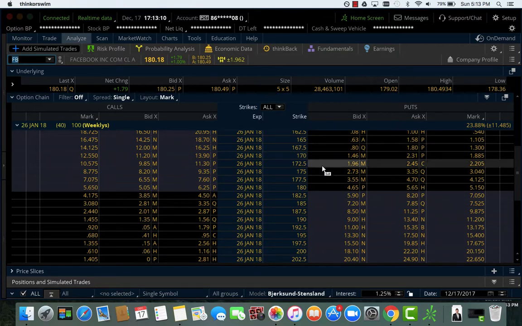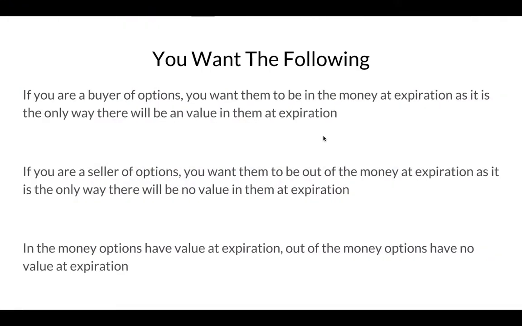Same thing for puts. The strike price of an out of the money put is below the current price of the stock. That is anything from 180 down, right? And if we're sellers of puts, we want them to expire out of the money because they will have zero value at expiration. So again, guys, that's at the money, in the money, and out of the money. Those are key terms. So if you're a little confused, ask me some questions in the comments below. If you're a little more confused, watch this video again, or I could redo it.